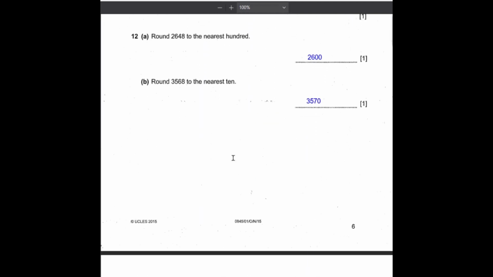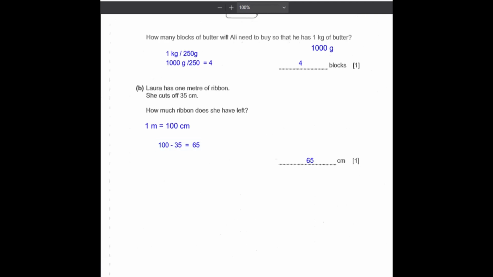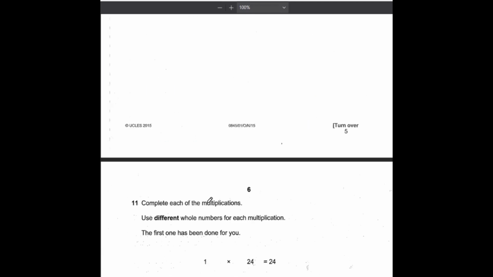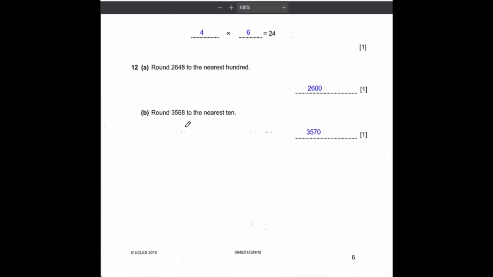Question number 12. They ask you to round this number to the nearest 100. Step number 1, you need to underline your 100. You need to know which digit is your 100. Your 100 is this 6. Then you look on the right of the 6. You have got 4. When you've got 4, that means you're not adding, because we add 1 when we have got 5 or more. But don't forget, because we need to round to the nearest 100, we drop these numbers or we put 2 zeros.